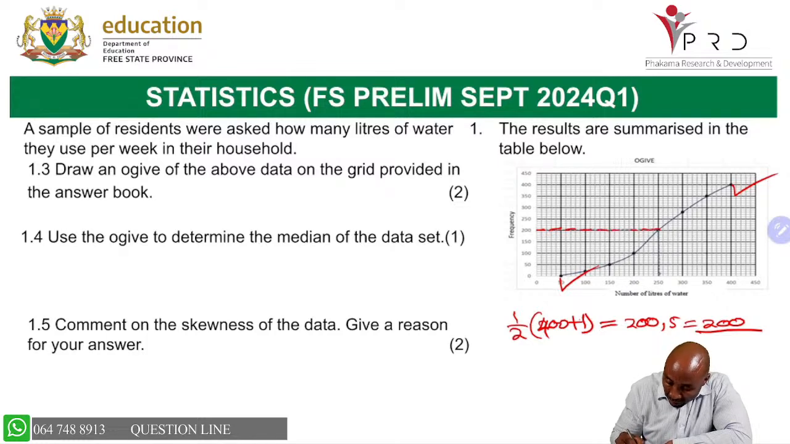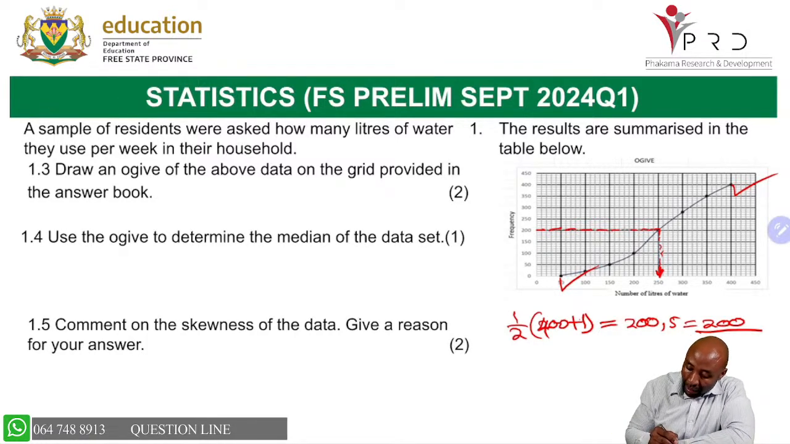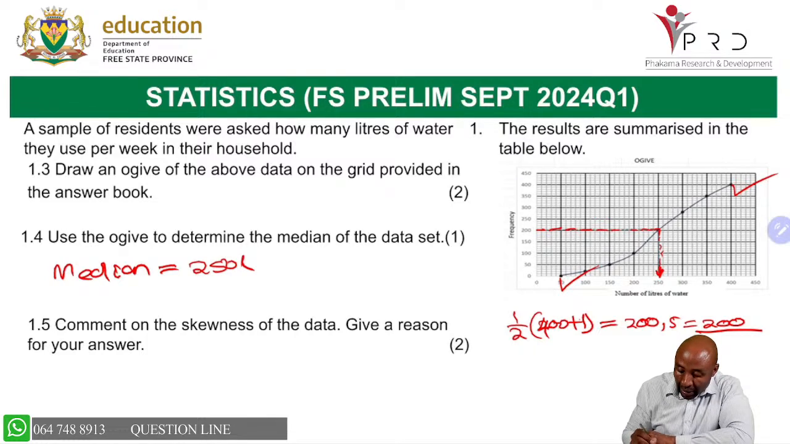When you reach your graph, you then go down and you take your reading down there. And if you check, our median will be equal to 250 liters. Now we have to comment on the skewness on the next one.